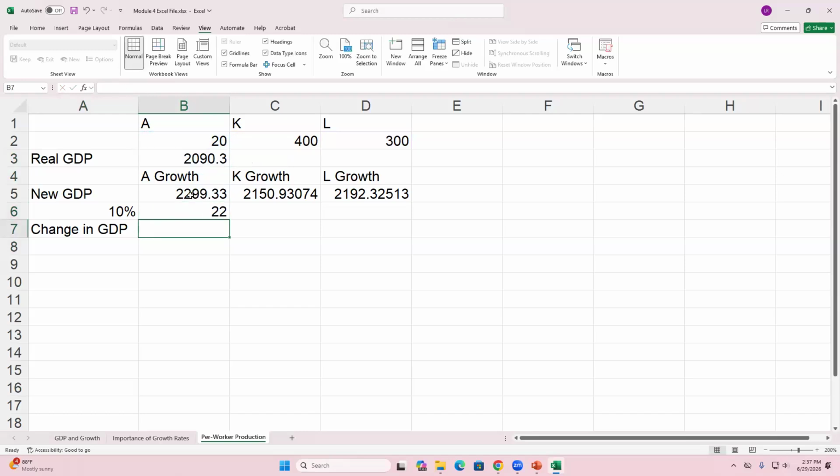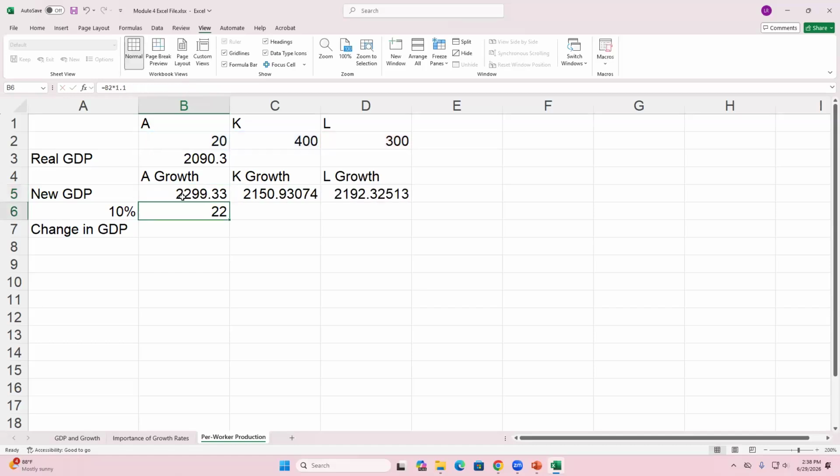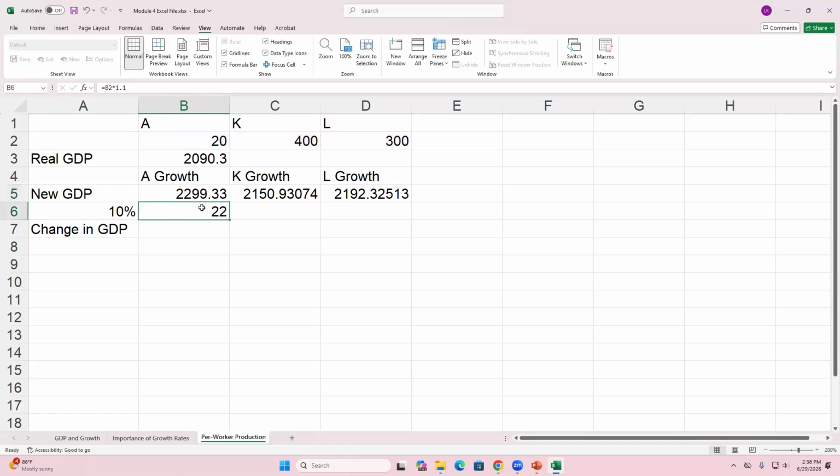So if I wanted to calculate new GDP, it'd be the same levels of capital and labor, but now instead of 20, I'm going to be using that total factor productivity of 22, that 10% increase in total factor productivity. So if you don't want to use this equation, you could have just put in 22 here. You should get the same value, right? The one that you'll see posted, I'm using the cell references, but if you wanted to break this down to intermediate components, you could.